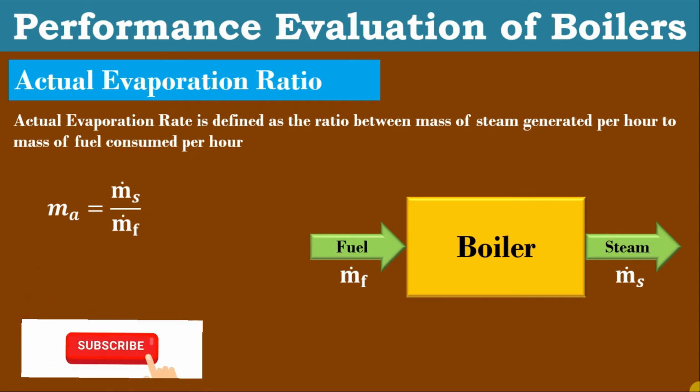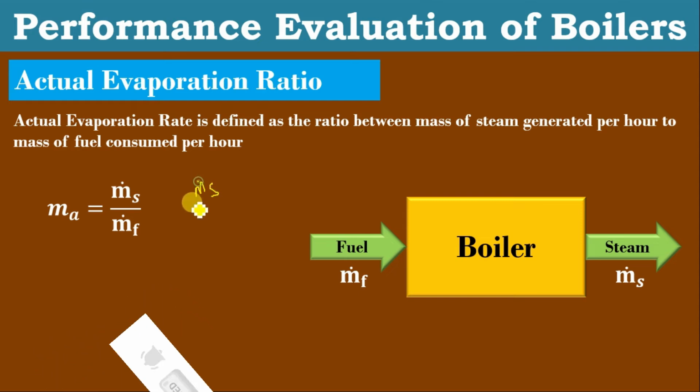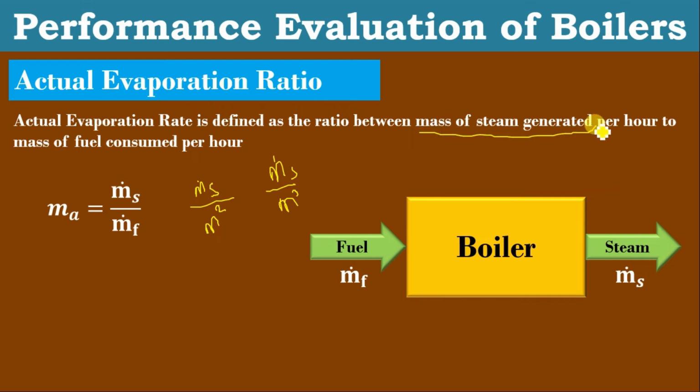This actual evaporation can also be calculated as ms divided by heating area, or ms divided by the combustion rate in volume meter cube. So we have three formulas to find the actual evaporation ratio. But this actual evaporation ratio is not up to the mark to find the performance of the boiler, because you can see here it is the mass of steam generated. That's it. It's not mentioning either dry saturated steam, wet steam or superheated steam. This can be whatever it is.